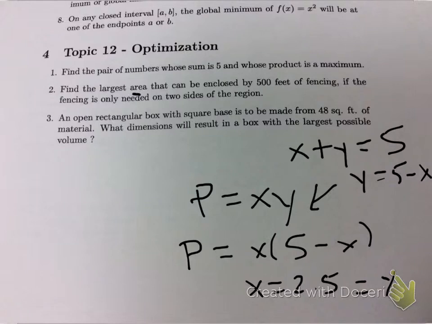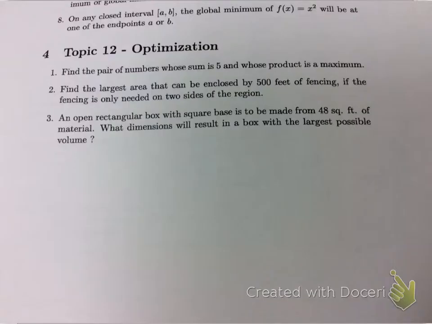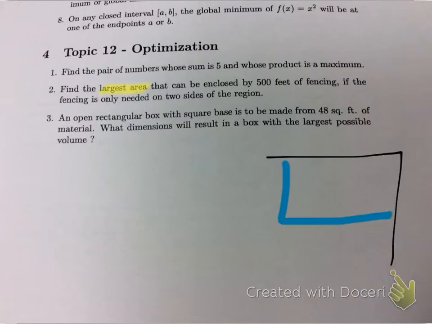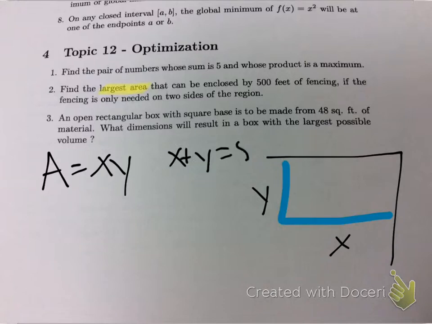So on this next problem here, let's go ahead and do that one. In this next problem, I really want to know about the largest area, so I don't care what the dimensions are. However, fencing is only needed on two sides of this region. So I've got some sort of place here, and I'm putting fencing on where the blue is, and maybe it's longer, but I only have 500 feet of fencing. But the area is going to be xy, if we call those sides x and y. And I know that those add up to 500.